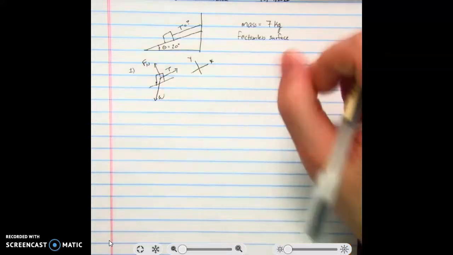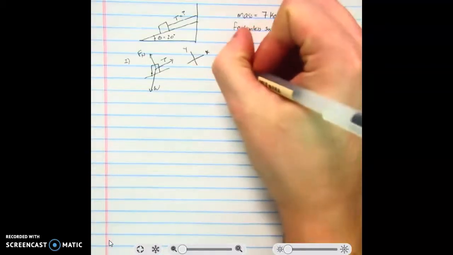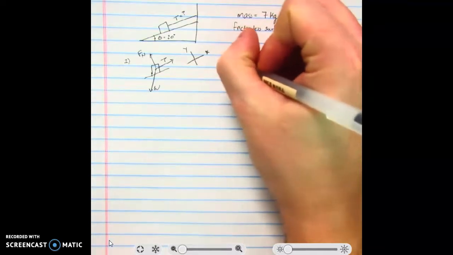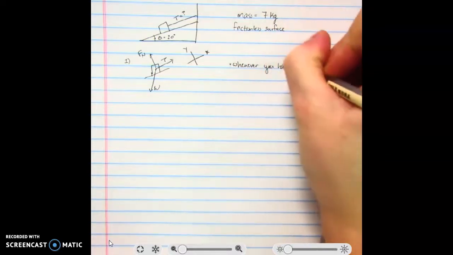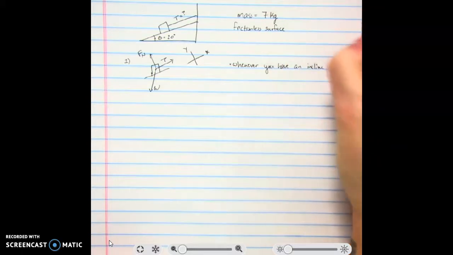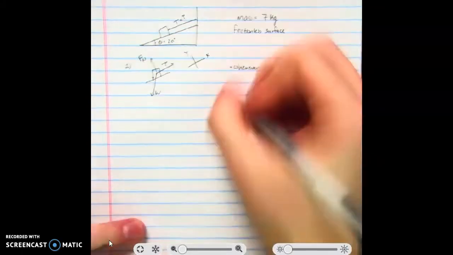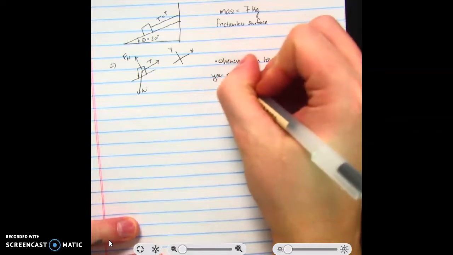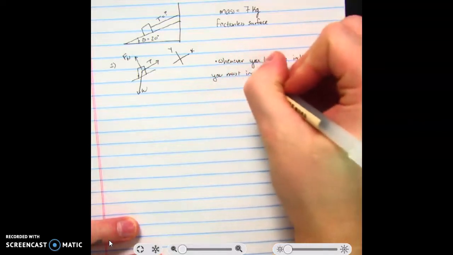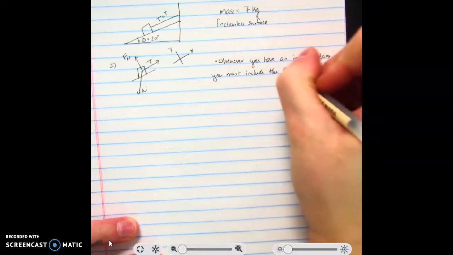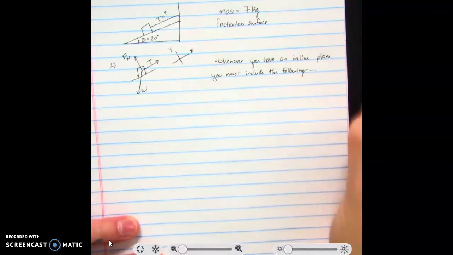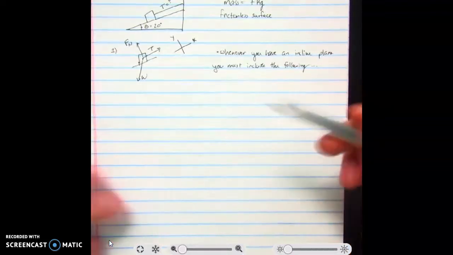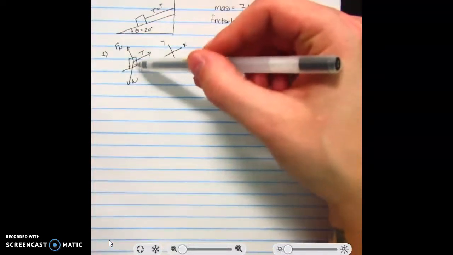So because of that, whenever you have an inclined plane, let me write that out. Whenever you have an inclined plane, you must include the following. So our weight right here is off.